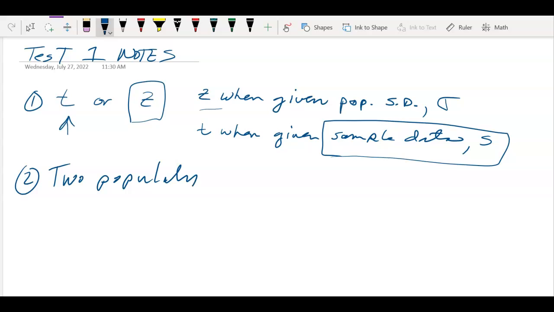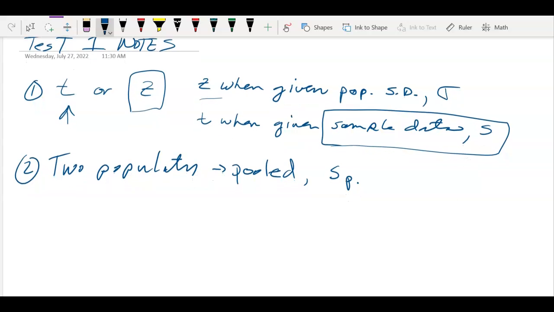The second thing, with 2 populations, I did say you could assume equal standard deviations. When you assume equal standard deviations, you do what we call the pooled test. In other words, you're going to pool those standard deviations together. And of course, with the pooled test, you have to find SP and you have to use the appropriate formula. If you take a look at your formula sheet, the pooled and the non-pooled are 2 different test statistic formulas. So please make sure you use the correct one.